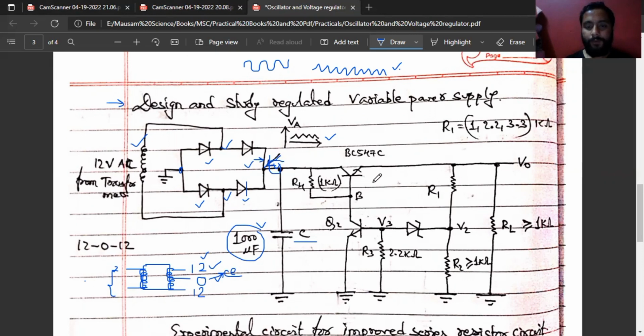And over here, we connect one NPN transistor of code BC547C. From here, this is the base, this is the emitter, and this is the collector. And from here, we'll connect it to the base. This base and the collector of another transistor will be connected on a breadboard so that they are connected with each other.